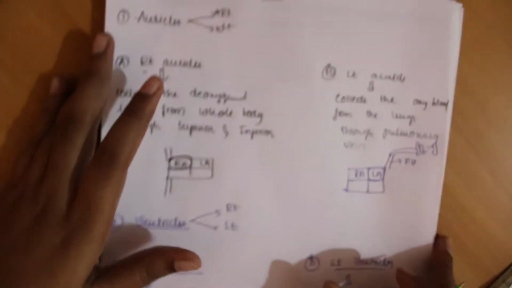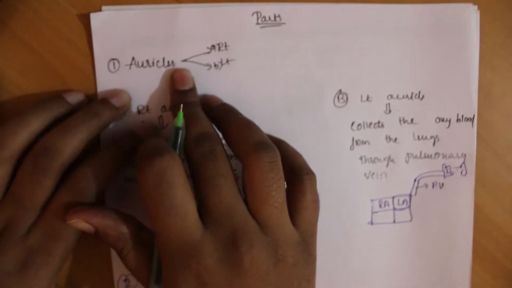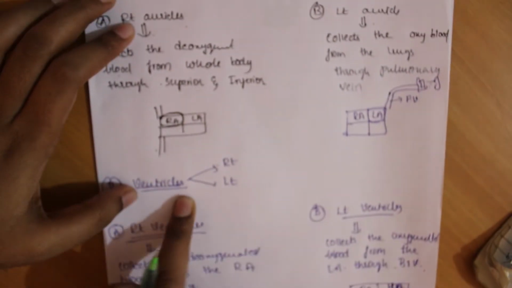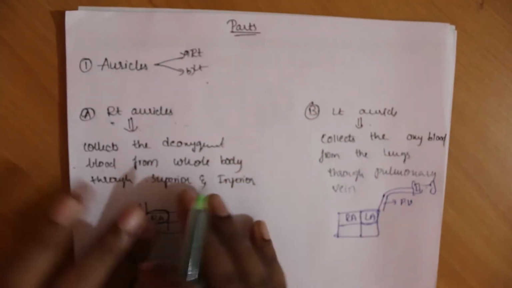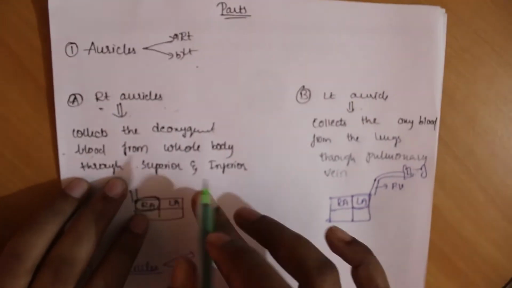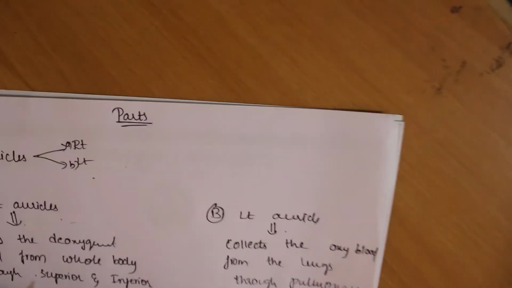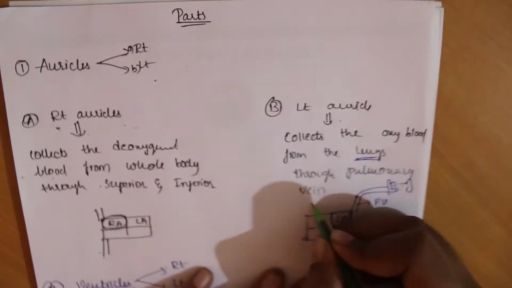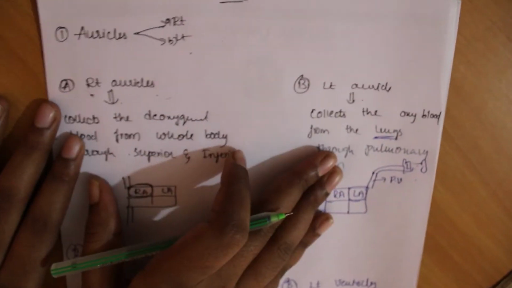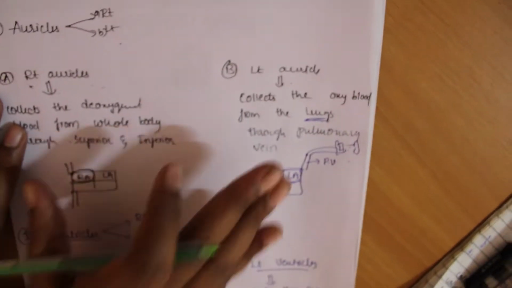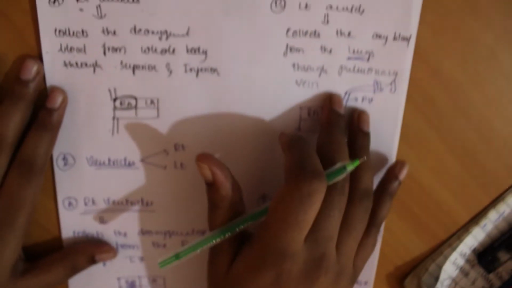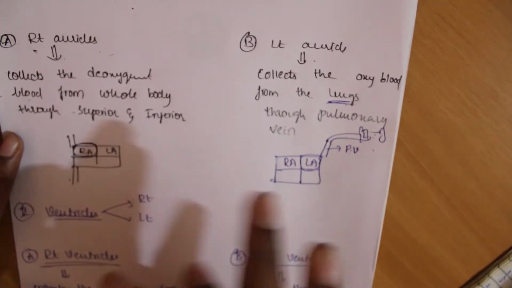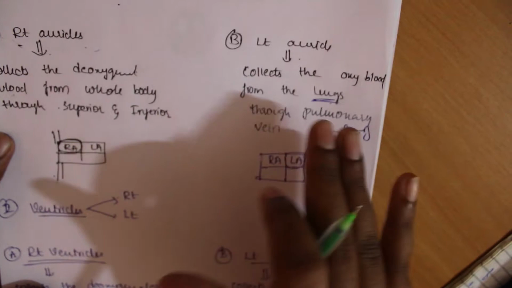These are the chambers of the heart. The upper two chambers are called auricles and the lower two chambers are called ventricles. Auricles are divided into right and left. The right auricle collects the deoxygenated blood from the whole body through the superior and inferior vena cava, while the left auricle collects the oxygenated blood from the lungs through the pulmonary vein. These are the functions of the auricles. Wholly, they collect the blood and fill their chambers in order to perform the circulation. These are the primary sites that collect the blood in impure or pure form.